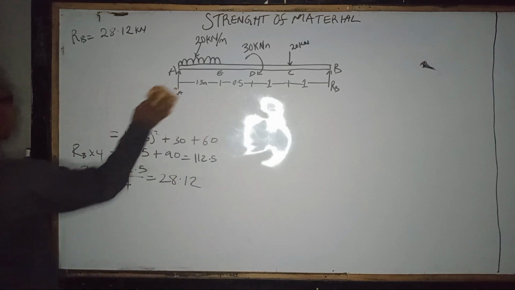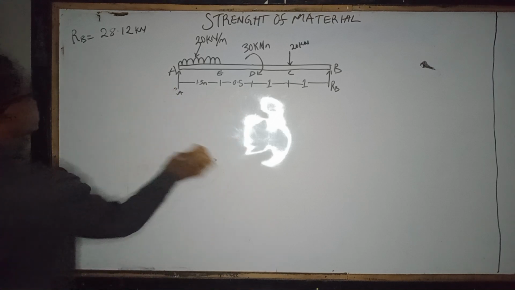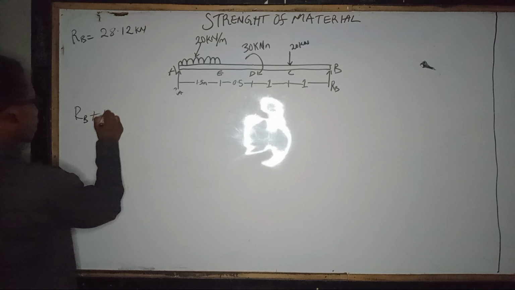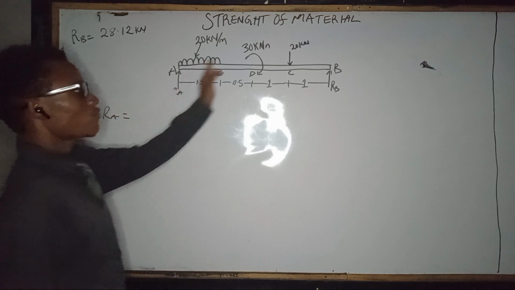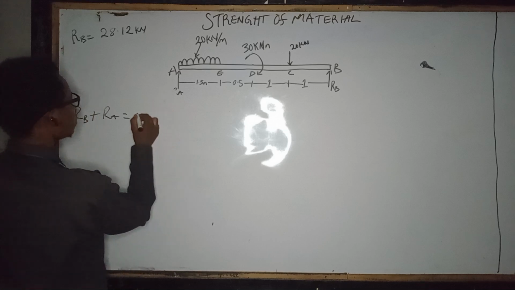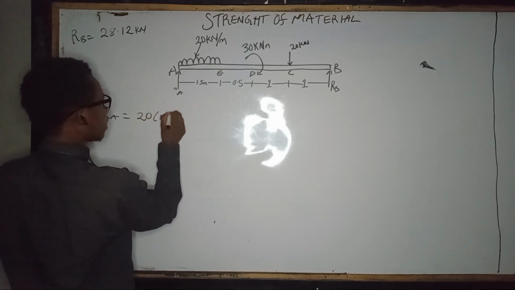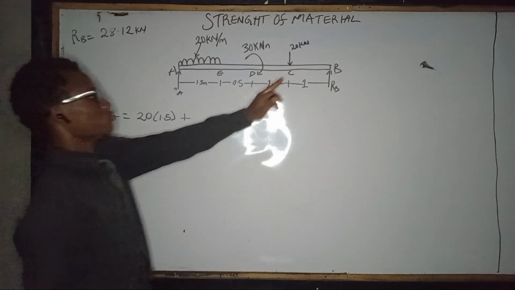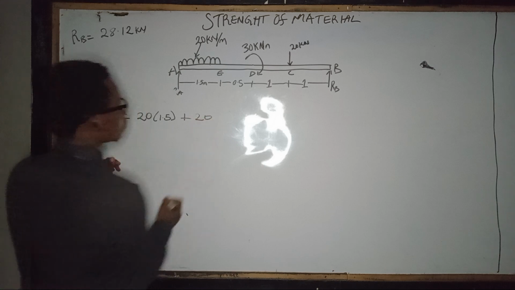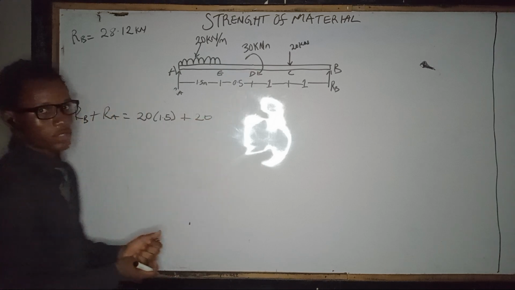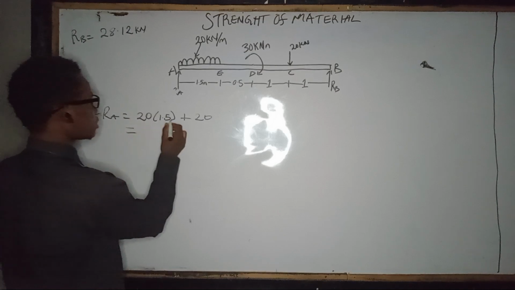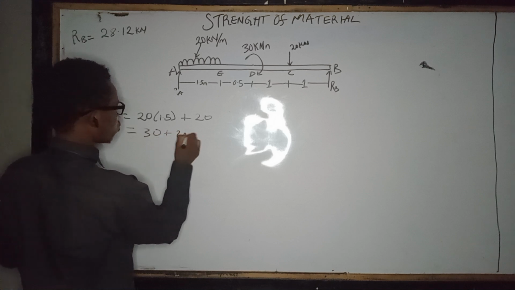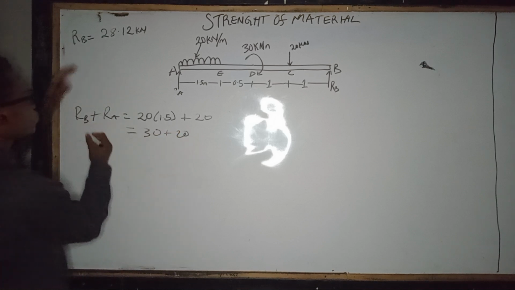So that is our reaction for B. Now getting our reaction for A, we know that RB plus RA is equal to the total forces on the beam. So we have the force here, which is 20 times 1.5, then plus the force here, which is 20. Then there's no other force because this is a moment, not a force. So 20 times 1.5 equals 30, then plus 20, and RB here is 28.12.